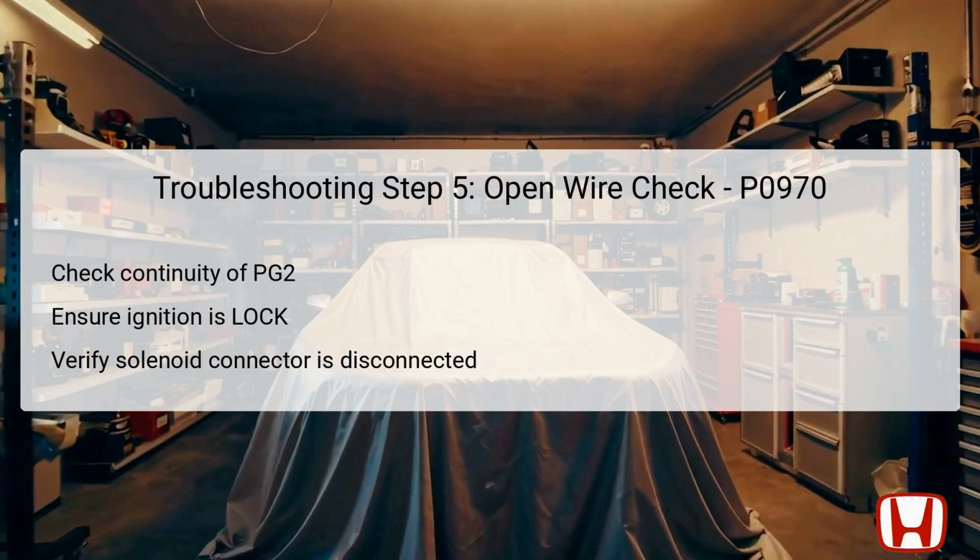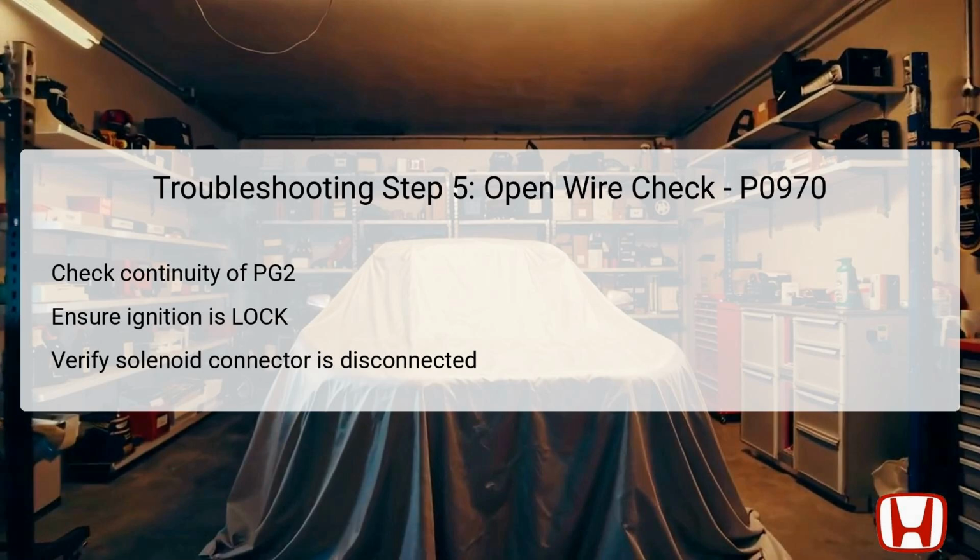Step 5 involves checking for continuity within the wiring associated with the PG2 line. As before, turn the ignition switch to the lock position and confirm that the AT clutch pressure control solenoid valve C2P connector remains disconnected. Using a multimeter, examine the continuity between the two designated test points for the PG2 wire. This wire serves as vital communication between the solenoid valve and the vehicle's ground.